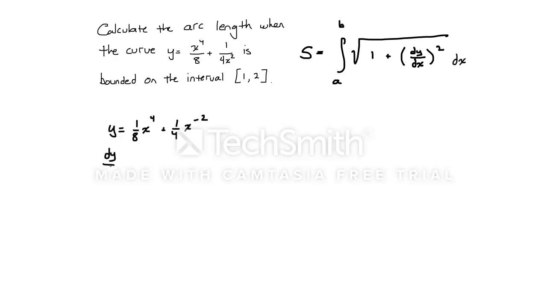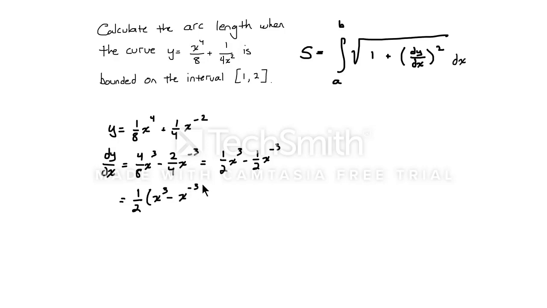This means that dy/dx will be 4 over 8 x cubed minus 2 over 4 x to the negative 3, which simplifies to 1/2 x cubed minus 1/2 x to the negative 3. Re-express this before plugging it in there. I could factor out a 1/2, leaving x cubed minus x to the negative 3, and I could say that that's also 1/2 times x cubed minus 1 over x cubed.